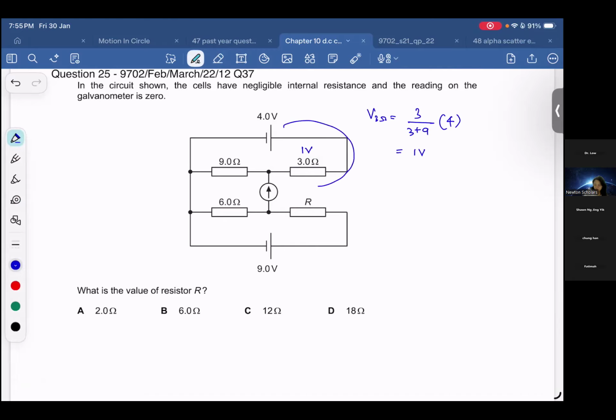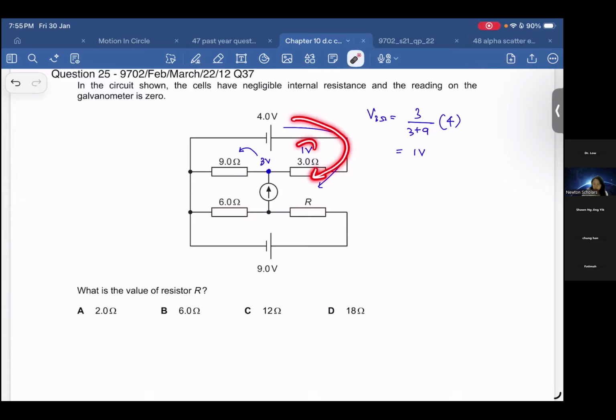So you see, it turned like this. Here is 1 volt, that means the leftover will be 3 volt for this 9.0 ohm. When we pass through the 3 ohm, we drop 1 volt. So how many volt remaining? You get 3 volt left over. This 3 volt is provided to the 9.0 ohm. Then the question said that the galvanometer reads 0, which means the voltage will be the same.